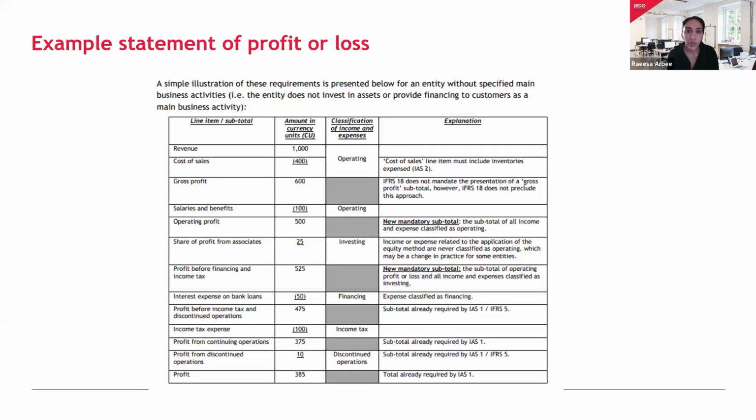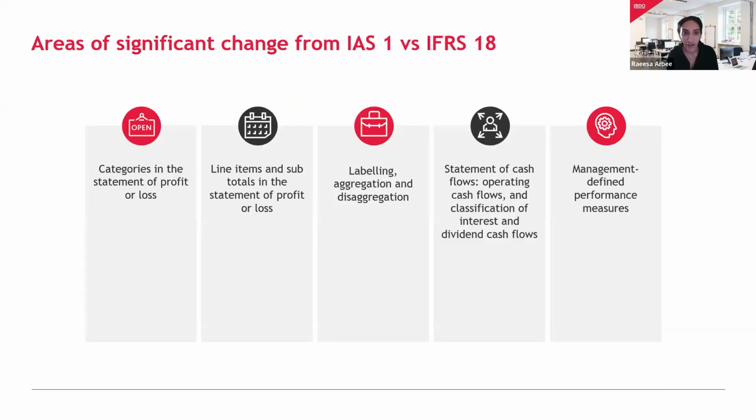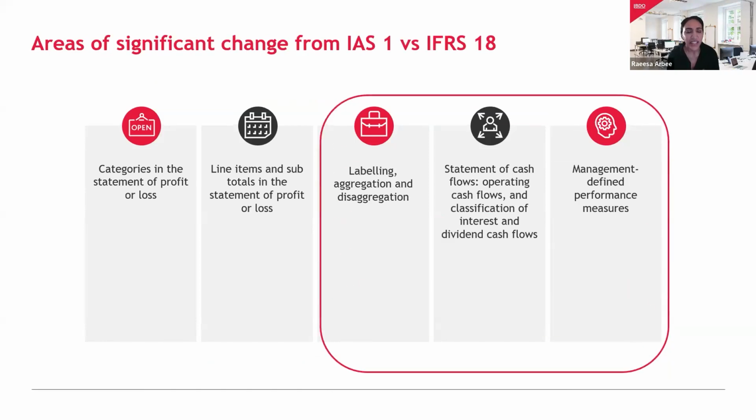All right, so then if we move on to looking at some of the other areas of significant change, the standard also introduces some more prescriptive guidance around labeling, aggregation, and disaggregation, and it gives some really specific guidance on how you should be aggregating. So you should be aggregating things that have shared characteristics. When should you be disaggregating? It also talks about the fact that you really shouldn't label things as other, unless you really can't find a more useful name for this other category that we sometimes see popping up.